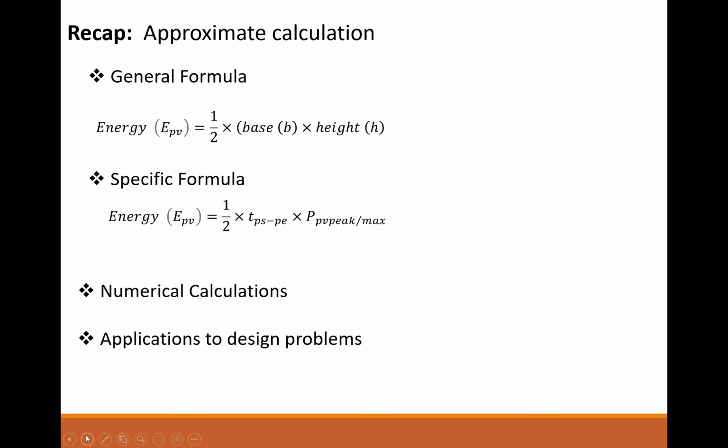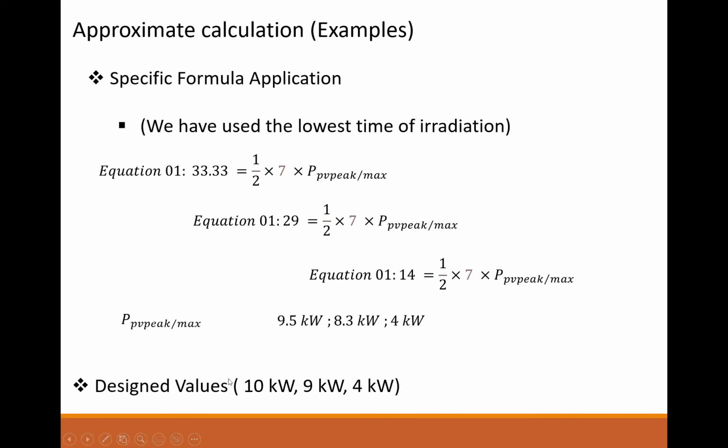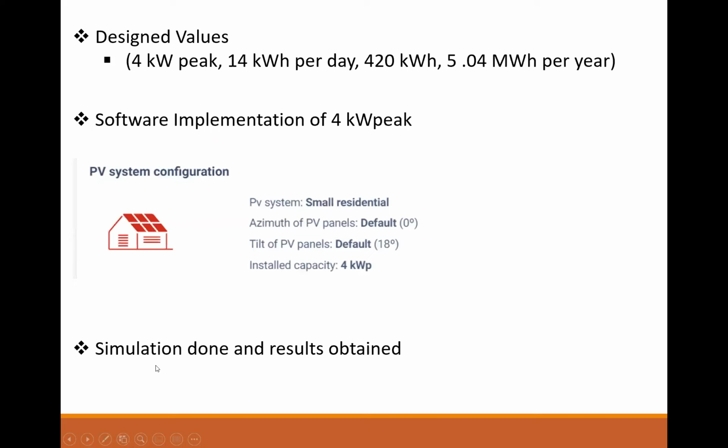So we move on from what we have. We get to a software implementation. We've calculated 4 kilowatt peak as what is needed. So if we consider the 14 kilowatt-hours per day, 420 kilowatt-hours per month, this will roughly give us about 5.04 megawatt hour per year of consumption that is needed for this house.